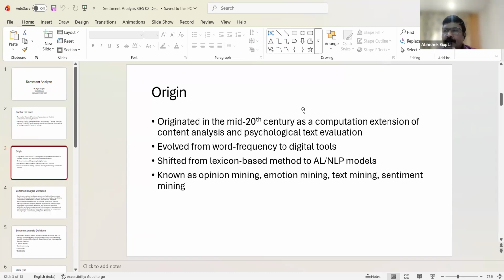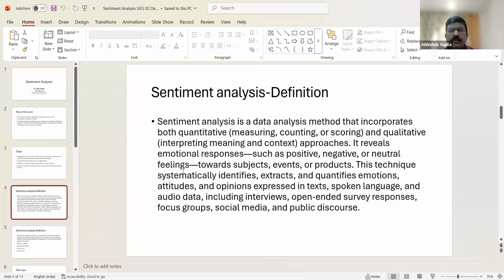We also know that there are a lot of similar words we come across, like text mining, opinion mining, emotion mining, sentiment mining. All these words refer to sentiment analysis itself. Okay? So what do we mean by sentiment analysis?